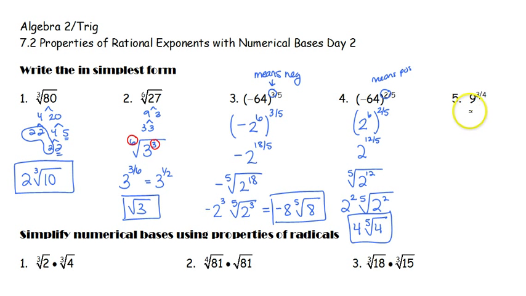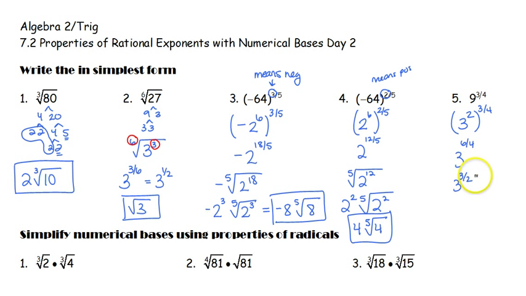Alright, our last one that we have to simplify, we've got 9 to the 3/4 power. We know that we can rewrite 9 as 3 squared. So we've got 3 squared raised to the 3/4. We multiply 2 times 3/4, and we get 3 to the 6/4, which reduces down to 3/2.